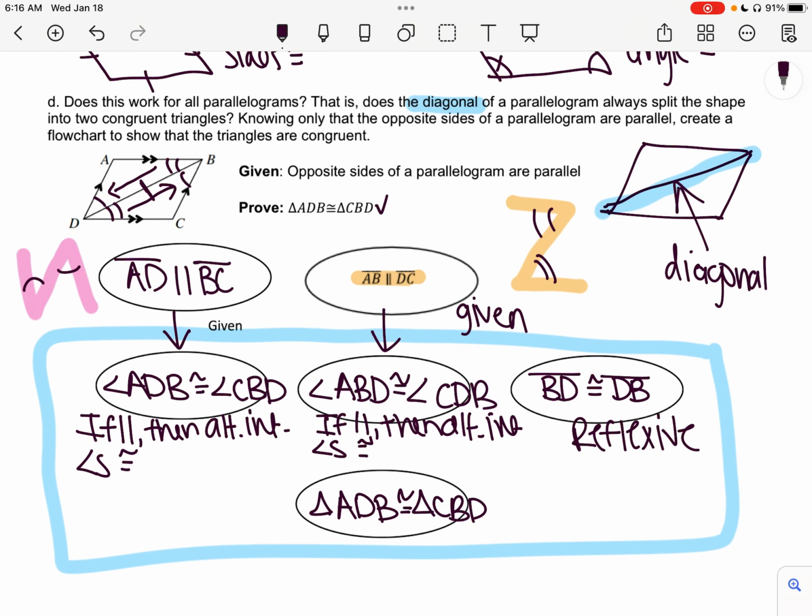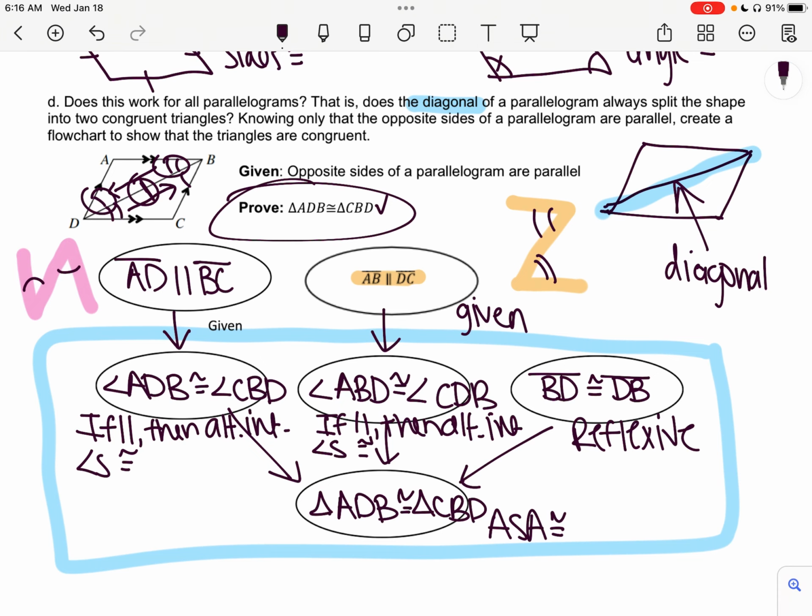And then the last piece here is to say, okay, these three things lead to the triangles being congruent. That's what we were trying to prove. That would go at the very end. And then our reason for that is based on the picture. So that would be angle, side, angle. And then don't forget to write congruence.